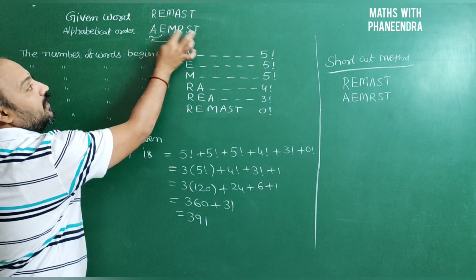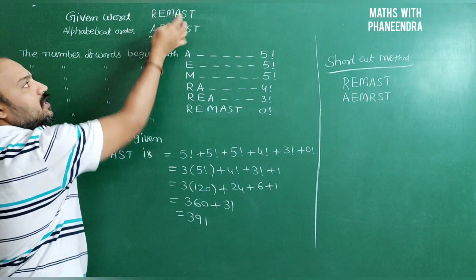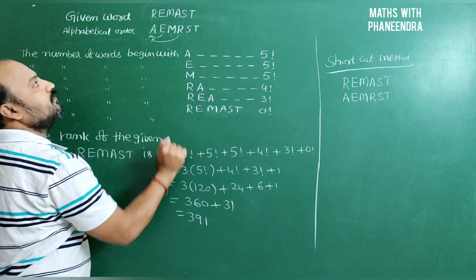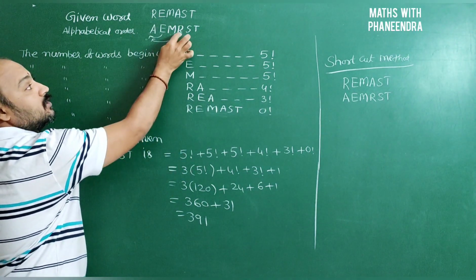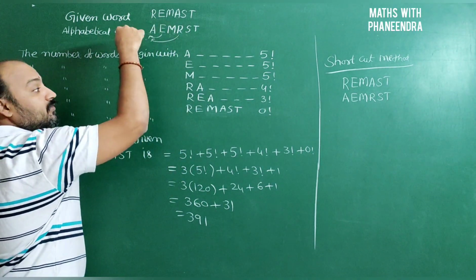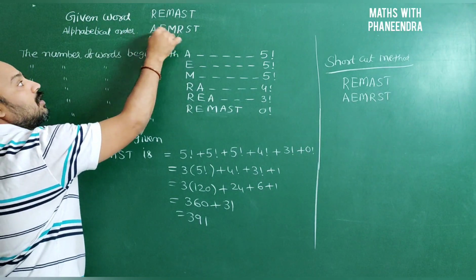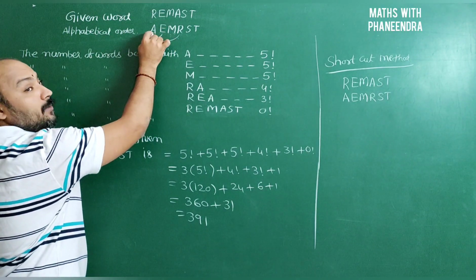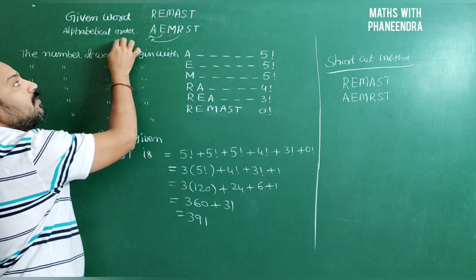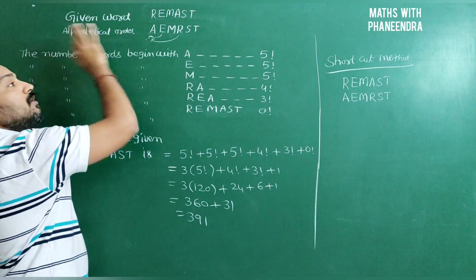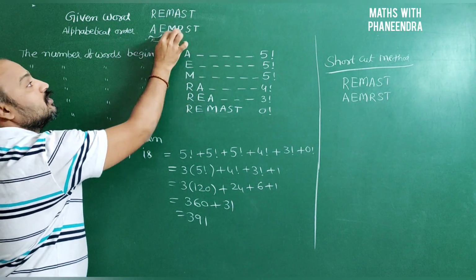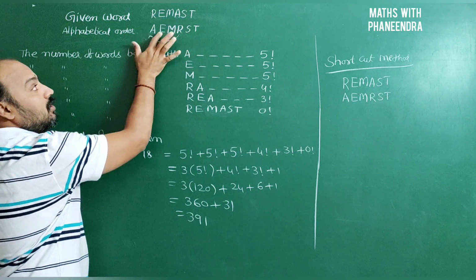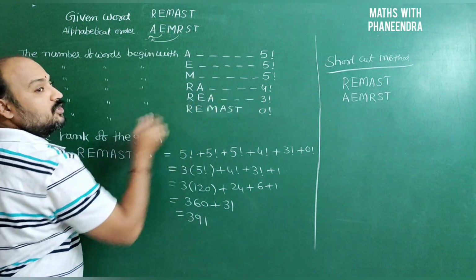Next after RA, RE. RE is also there in the given word, so we can fix RE. Next, the number of words which begin with REA. Why we are coming forward is that in alphabetical order we can move forward only. So the number of words that begin with REA is 3 factorial ways.